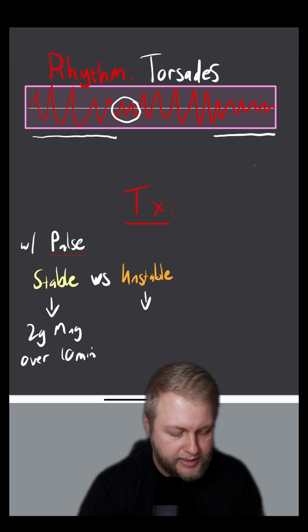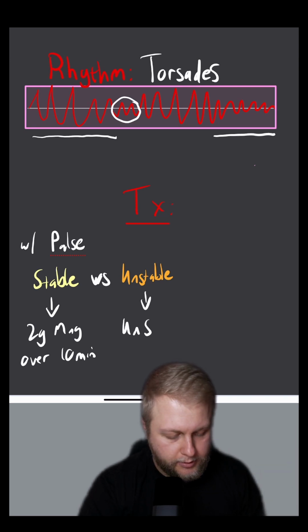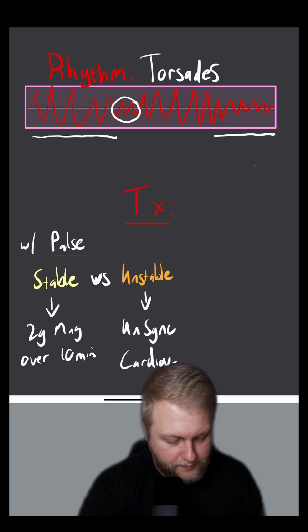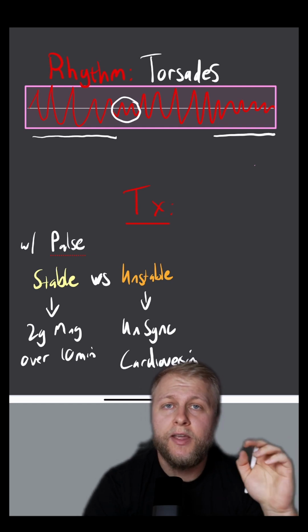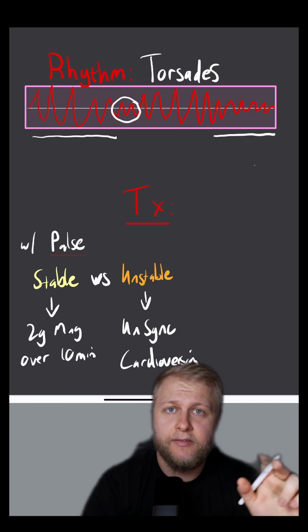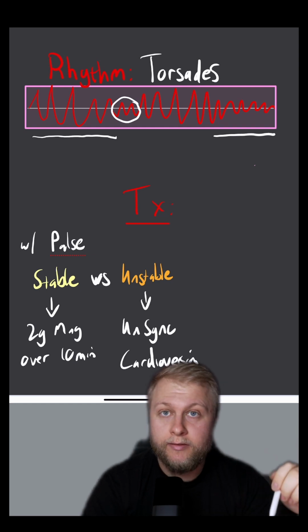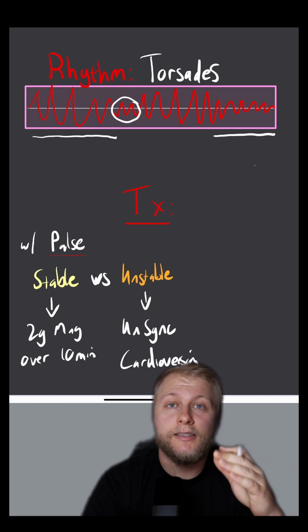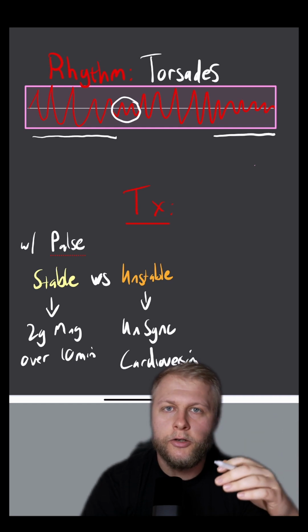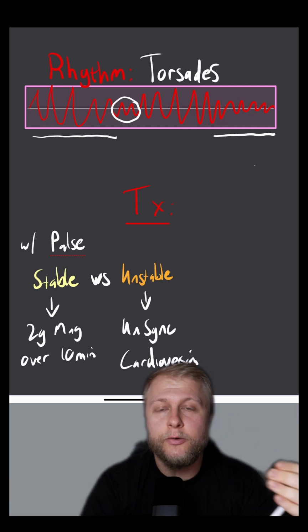So for unstable, we're going to use an unsynchronized cardioversion. So what's the difference between sync and unsync? Well, the monitor has that sync button that syncs to every R wave. If you can't sync to every R wave, like in torsades where the R wave is different every single time, then you're going to have to unsynchronize cardiovert them. This isn't defibrillating them. It's just using your monitor's cardioversion doses for electricity, but doing it without synchronizing.